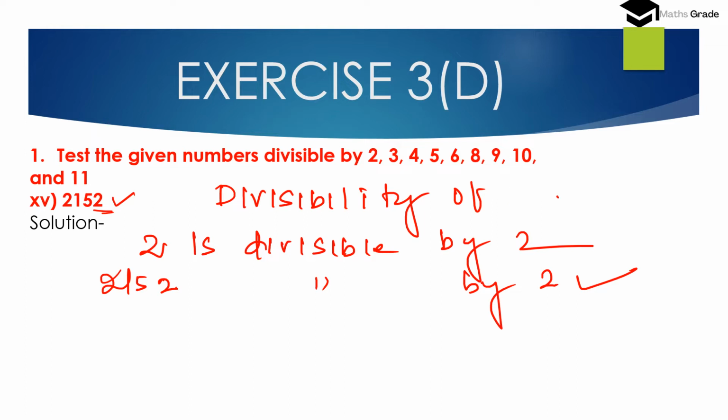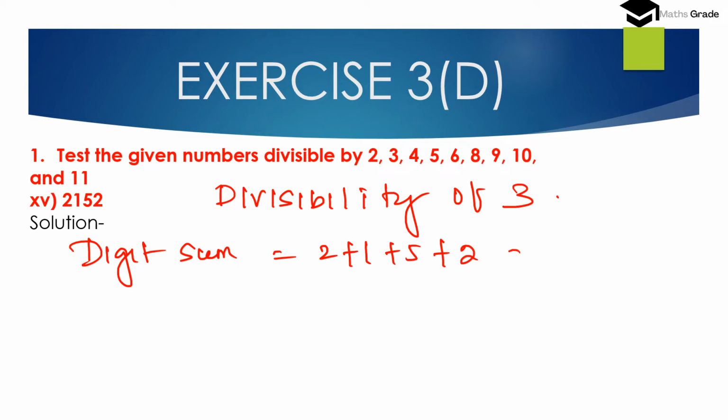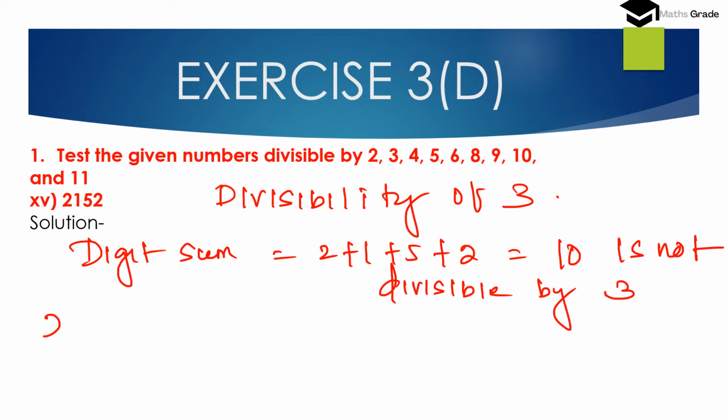Now we will check whether this number is divisible by 3 or not. If the sum of digits, that is the digit sum of the number, is divisible by 3, then the number is divisible by 3. Here the digit sum is 2 plus 1 plus 5 plus 2. And 2 plus 1 is 3, 3 plus 5 is 8, 8 plus 2 is 10. And 10 is not divisible by 3. So 2152 is not divisible by 3.